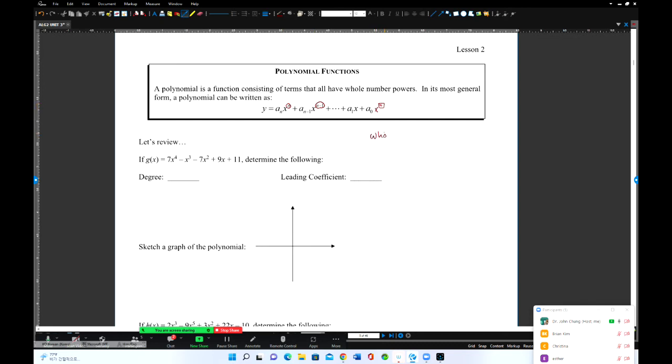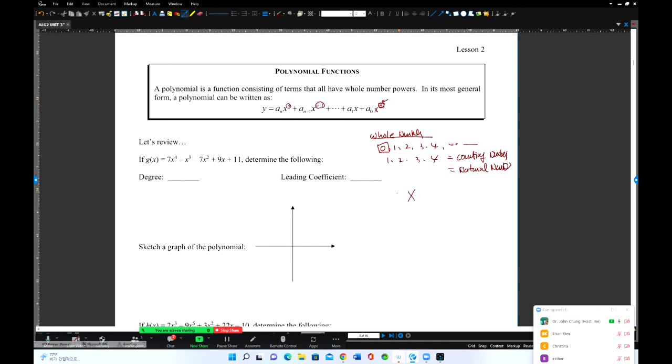What is a whole number? We start from 0: 0, 1, 2, 3, 4. That's a whole number set. What about 1, 2, 3, 4? This is not the whole numbers. Whole numbers start from 0. If we start at 1, 2, 3, 4, we call this the counting numbers, or sometimes natural numbers. But whole numbers start from 0. That's why we use whole numbers, okay?